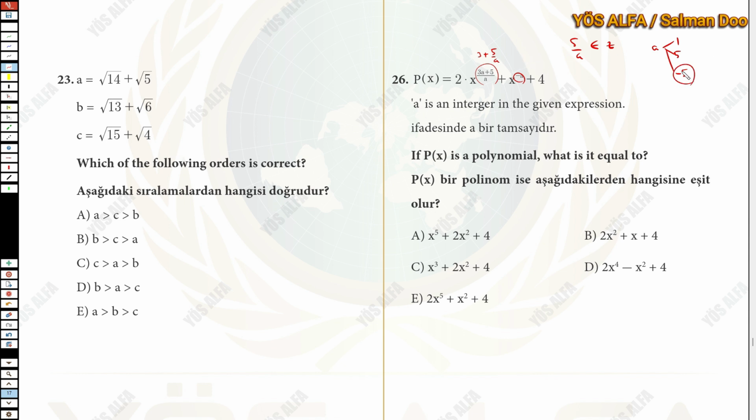So when a is minus 5, we have x to the 5, and this is minus 5. It becomes minus 1. 3 minus 1 is 2. So plus 2 x squared plus 4. So this is our polynomial p of x. So the answer is A.